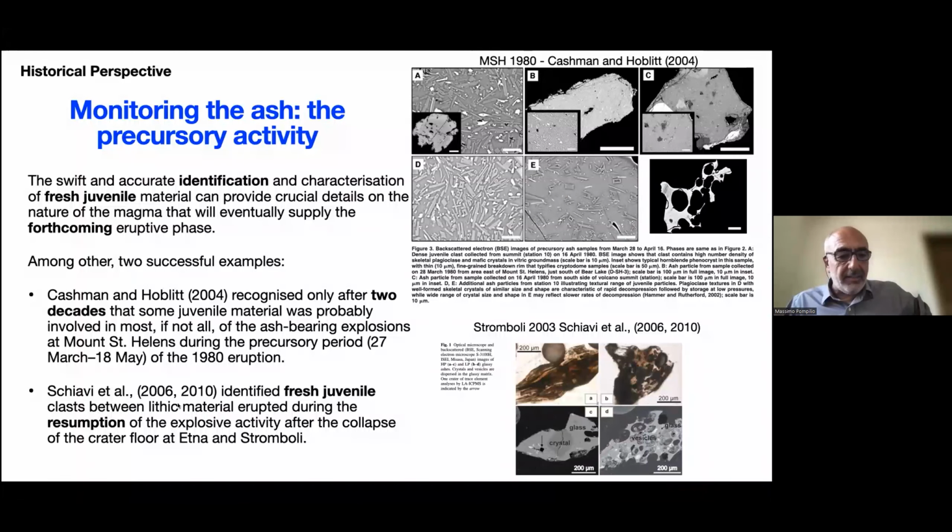A similar thing was observed by Schiavi et al. at Stromboli during the resumption of the explosive activity after the collapse of the crater floor in 2003.